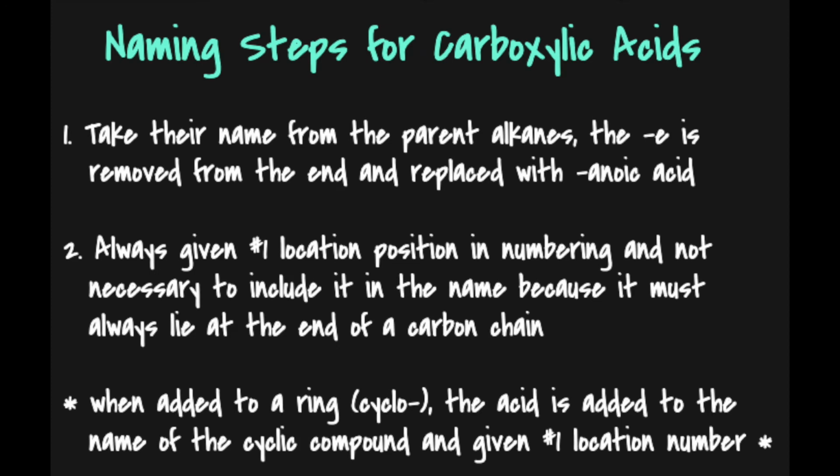Here's a summary for the naming rules of carboxylic acids. It's similar to how you would name aldehydes, as explained in my previous video. You would first find the longest chain connected to the double bonded and single bonded oxygen. It's not necessary to give a location number for acids as it's terminal, so it's always first. After that, you would name the substituents hanging off of the main chain, and when putting it all together, you would remove the E from the parent alkane and replace it with anoic acid.